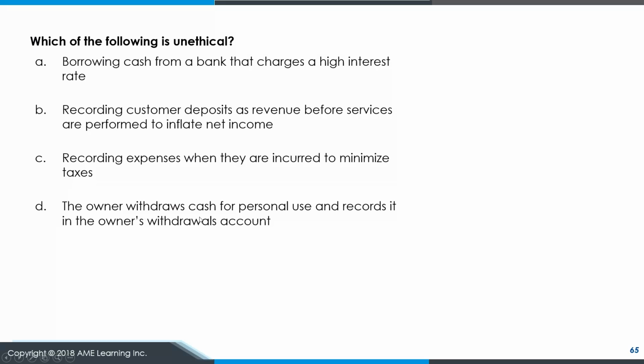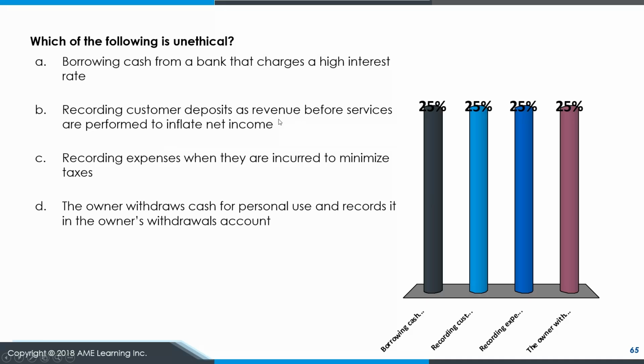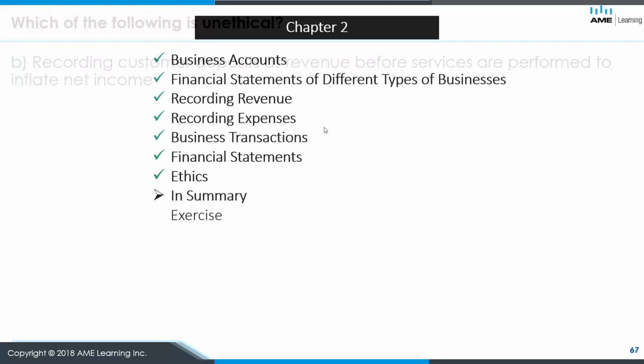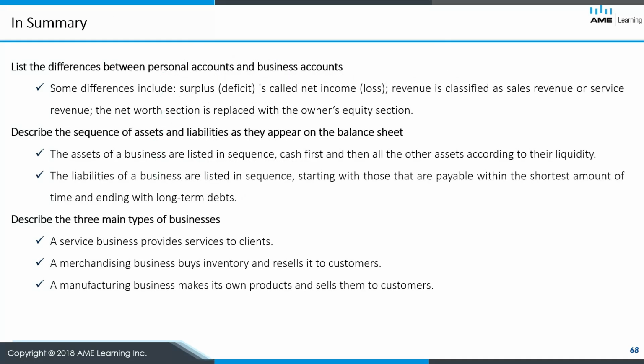And then D says the owner withdraws cash for personal use and records it in the owner's withdrawals account. And that's, again, what you're supposed to do. The owner's taking money out of the business that the business has, and the owner is allowed to do that. And that's how you accurately record it in the accounting records. So yeah, definitely recording deposits before they're earned would be unethical. Okay, so let's just go through the summary here, and then we'll wrap up this lecture.